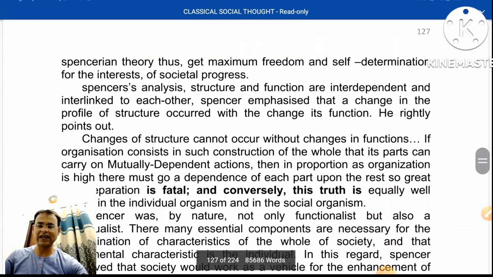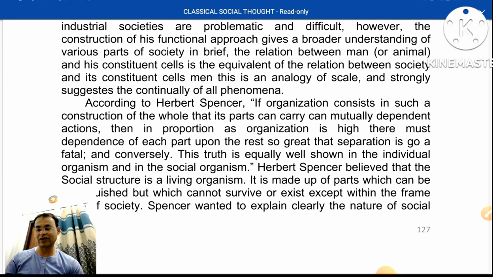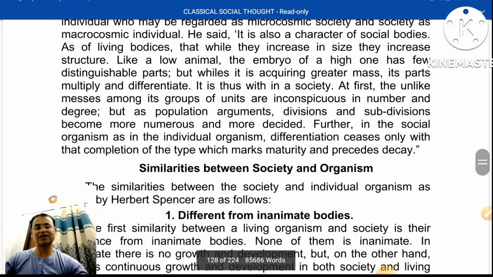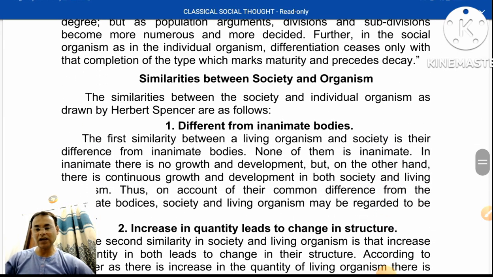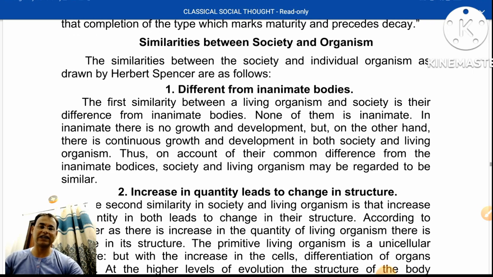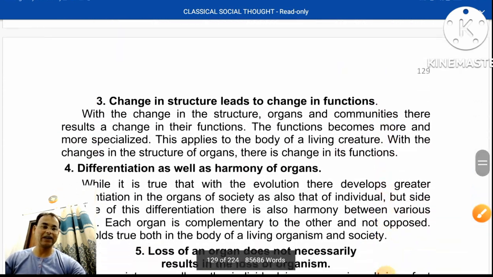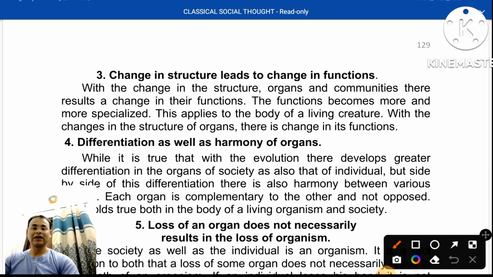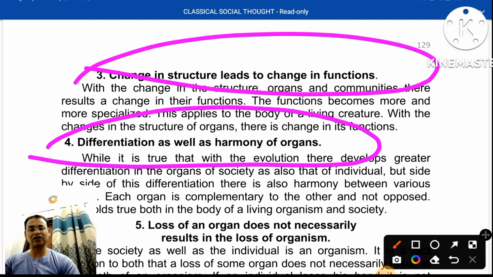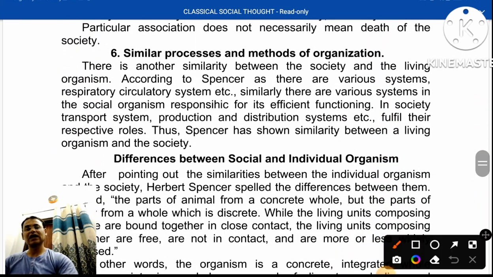These are the prerequisites, and as we know earlier, Spencer talks about society's function. Society's function is like the analogy of an organism. How an organism functions and its structure has been established by Herbert Spencer. So similarities between society and organism are drawn here by Herbert Spencer. The organism, as drawn by Herbert Spencer, is as follows: different from inanimate bodies, increase in quantity leads to change in structure. And I have earlier mentioned the Herbert Spencer topic. Change in structure leads to change in function, differentiation as well as harmony of organs. Loss of an organ does not necessarily result in the loss of the organism. Similar processes and methods of organization.